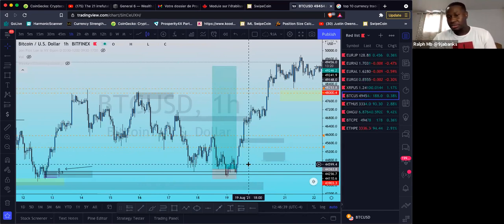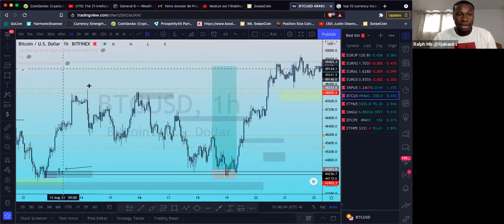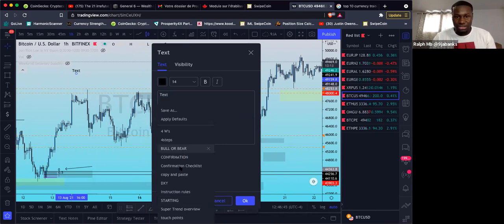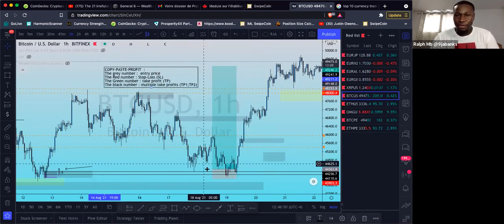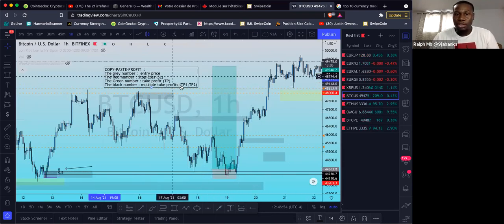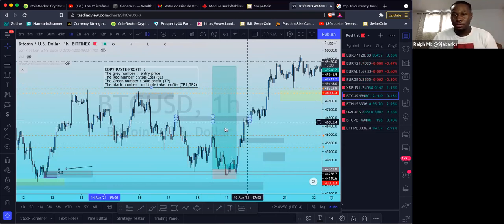Take my trades. I give you guys the blueprints on how to take my trades all the time. I didn't want to do this anymore, but there's a lot of new people, so let me just drop it. Gray number, red number, TP. I don't put multiple TPs anymore because you can TP whenever you want. Don't TP because of me.